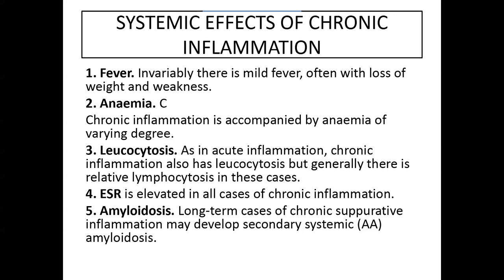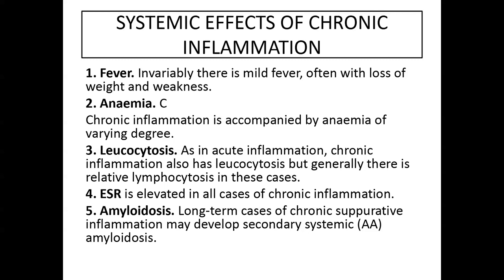We see systemic effects of chronic inflammation, such as fever. Invariably, there is mild fever, often with loss of weight and weakness. Anemia: we know that chronic inflammation is accompanied by anemia of varying degree. We also sometimes see leukocytosis. As in acute inflammation, chronic inflammation also has leukocytosis, but generally there is relative lymphocytosis in these cases. ESR is elevated in all cases of chronic inflammation.